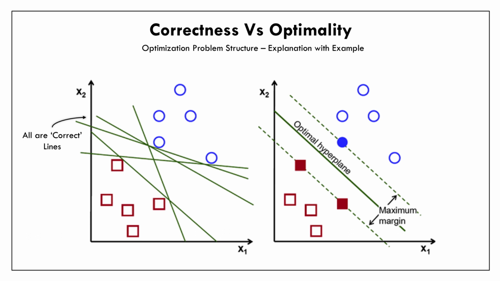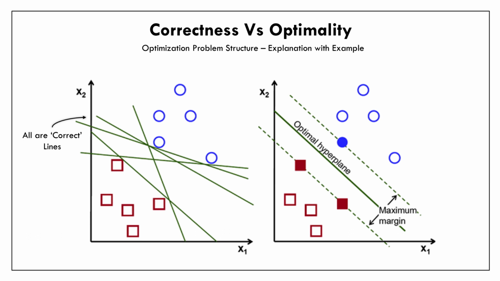The idea is to come up with a line, or to be specific, with a hyperplane that best separates the data points. One can immediately see that there can be infinitely many lines or hyperplanes that can correctly separate the blue circles and the red boxes, as shown in the left graphs. Here, correctness refers to the fact that the line successfully separates the data points.